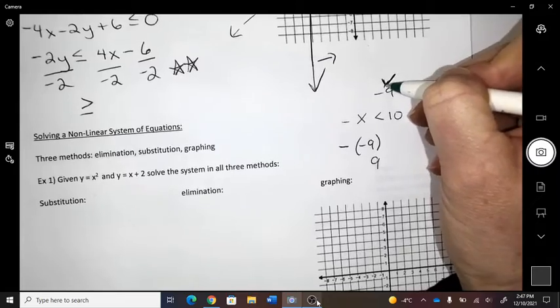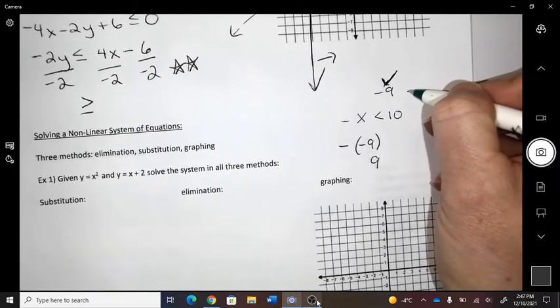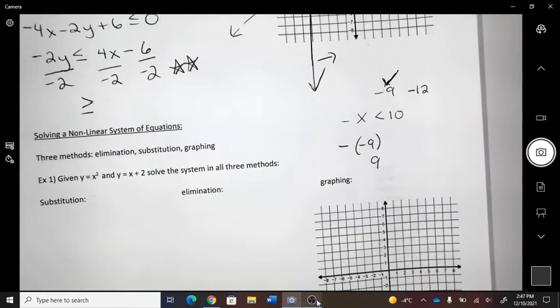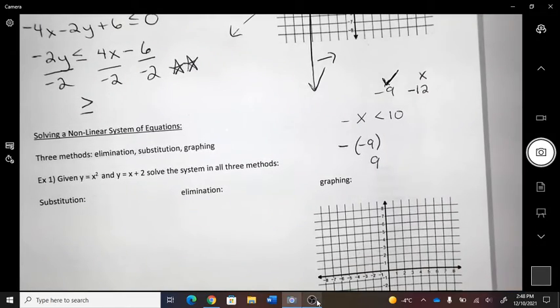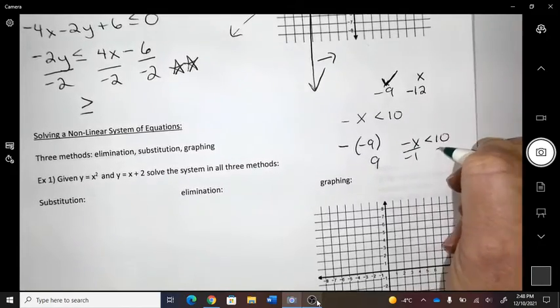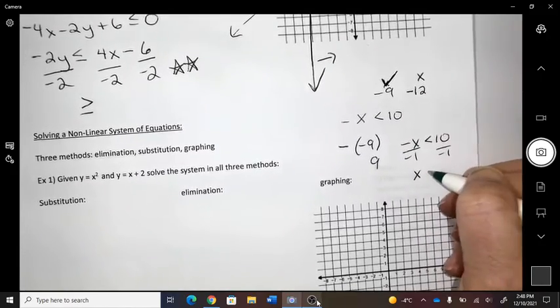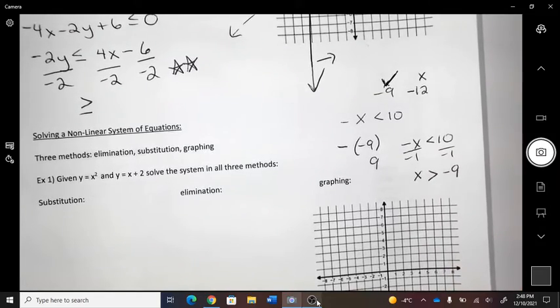My bad. I'm thinking if you had given me, let's go with a -12. Does that one work? That's the one I'm thinking of. That one wouldn't work, right? Because then that becomes +12. So if I'm solving this and I divide by -1, x has to be greater than -9. Does that make sense?